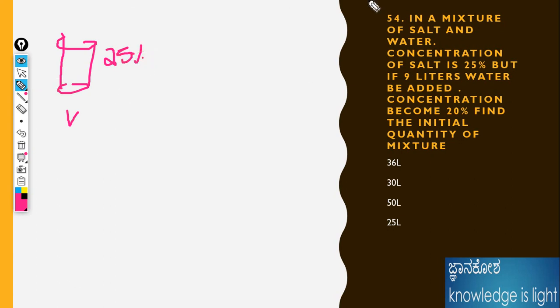Here, if 9 liters of water is added to that container, the volume becomes V plus 9. Then the concentration becomes 20% salt. What should be the exact volume? We need to find the initial volume.